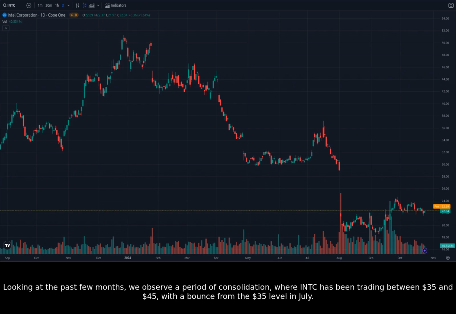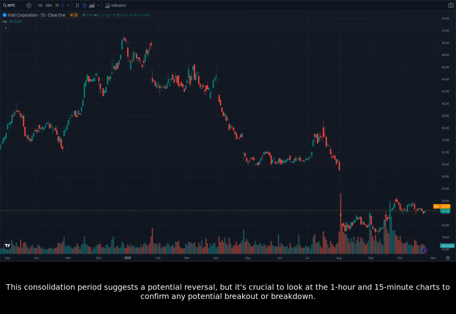Looking at the past few months, we observe a period of consolidation where Intel has been trading between $35 and $45, with a bounce from the $35 level in July. This consolidation period suggests a potential reversal, but it's crucial to look at the 1-hour and 15-minute charts to confirm any potential breakout or breakdown.